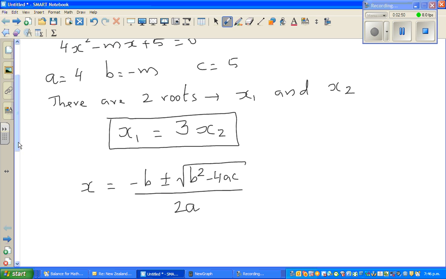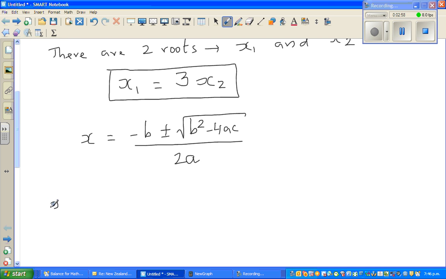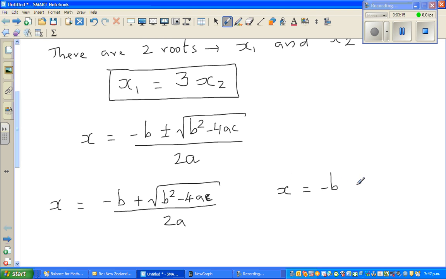So there are two roots. So I have let x1 be the greater root. If you write the two roots, one x would be minus b plus square root of b squared minus 4ac over 2a. And the other root would be x is equal to minus b minus square root of b squared minus 4ac over 2a. Now, which of them would you call x1 and which one will you call x2?